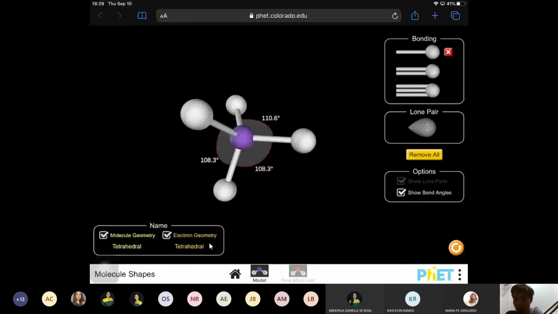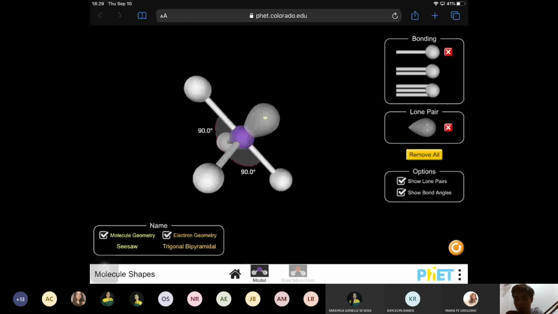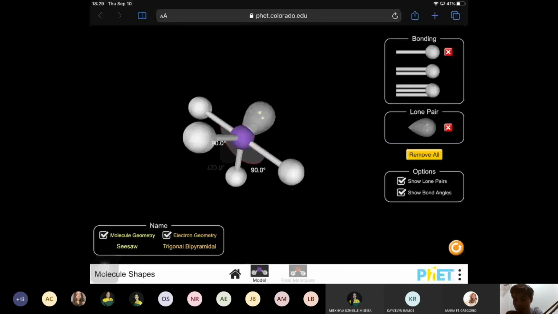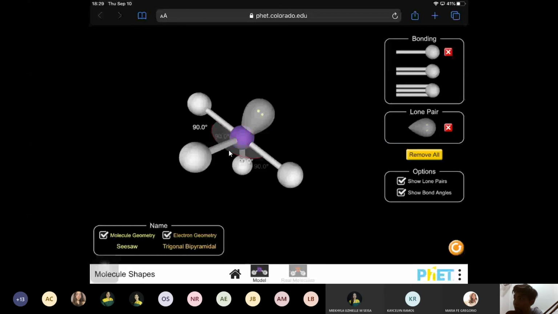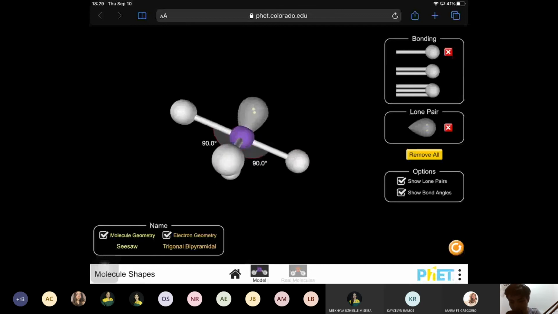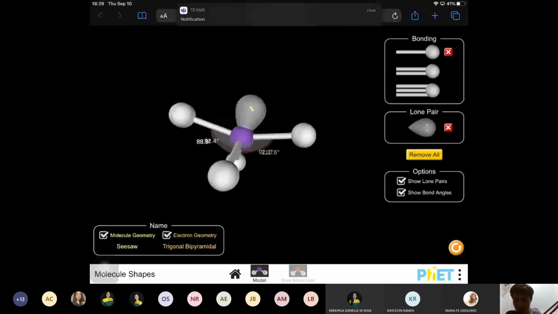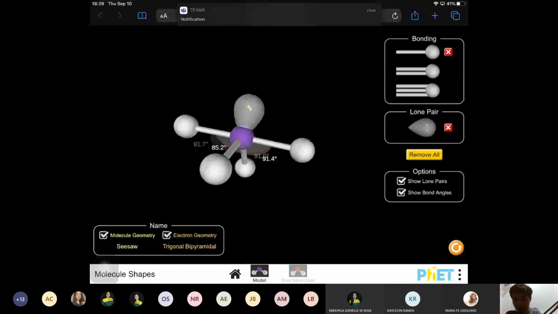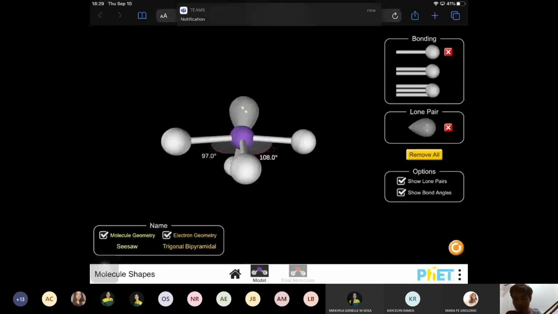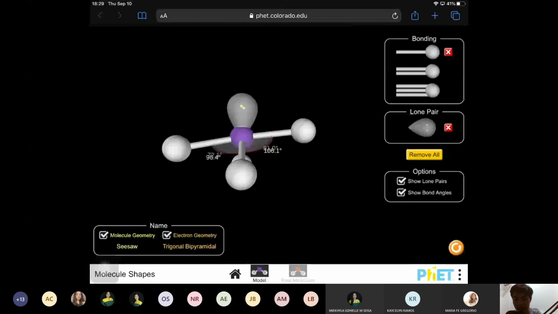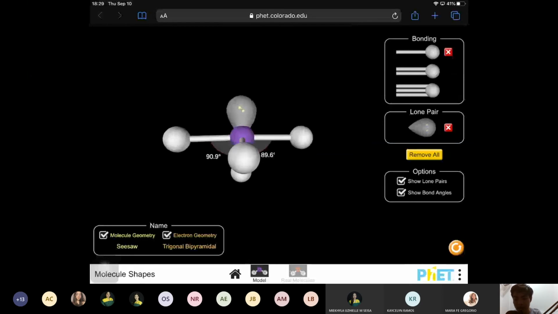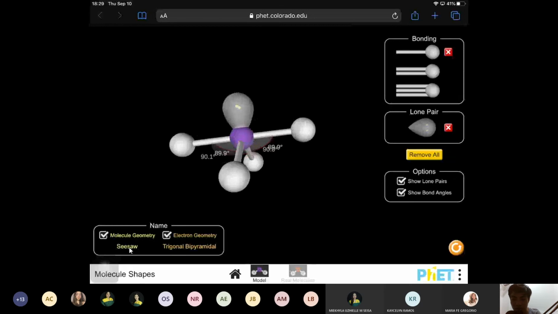Palitan ko yung isa ng lone pair. Ano yung magiging tawag ko dyan? AX4E. So, A, apat na X, tapos isang E. Ano yung shape niyan? Ang shape daw niyan ay seesaw. Nasaan yung seesaw dyan? Ito. Tignan nyo, seesaw. Nung bata kayo, yung seesaw, di ba? Ngayon, hindi na. Ayan na siya. So, seesaw yung itsura kapag yung code ko ay AX4E.